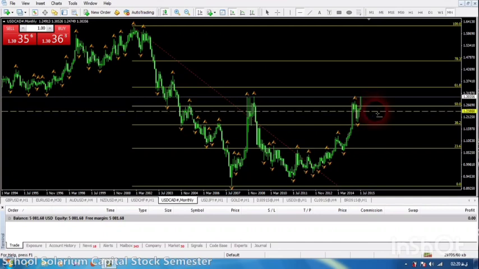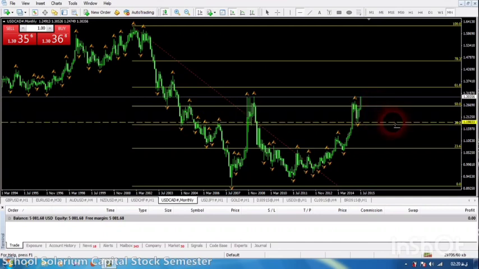What about buy limit? So for example, I predict that the price is not going to go any further than that, and it's going to decline and reach my 38 level, and after that it's going to go up again.